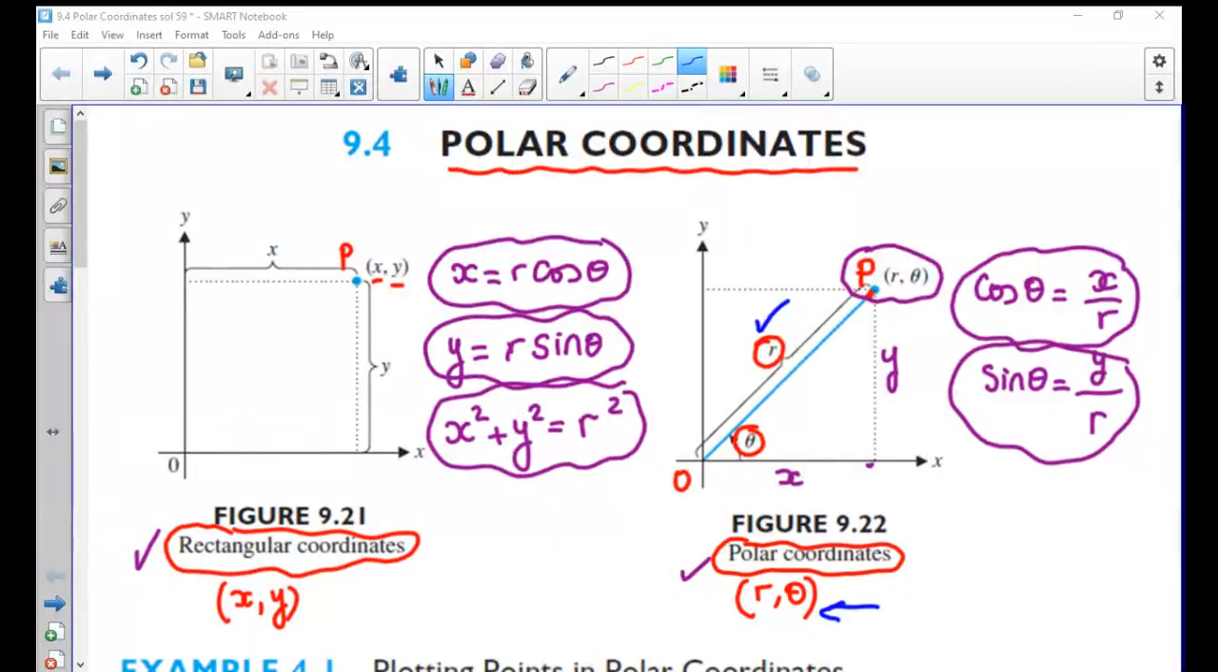Polar coordinates are r and theta. Rectangular coordinates are x and y. There is a connection between these two sets of coordinates. The connections are provided by these three equations that you see here.